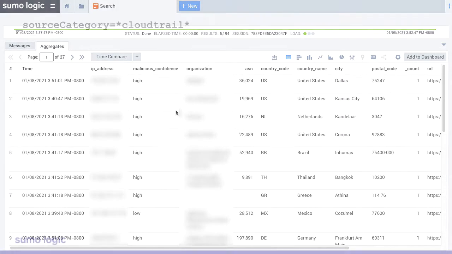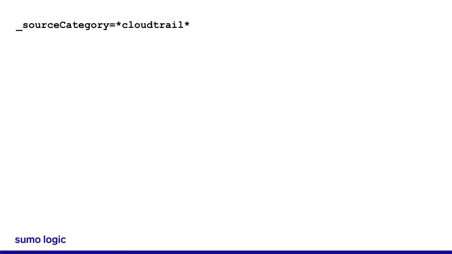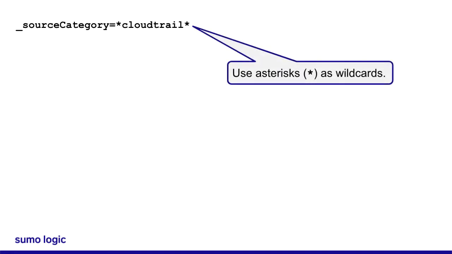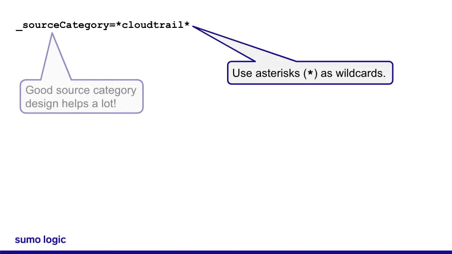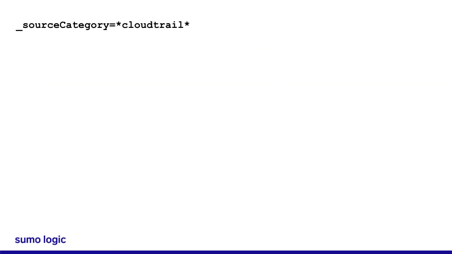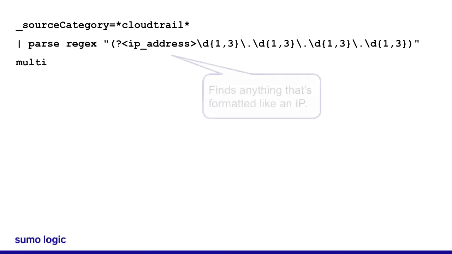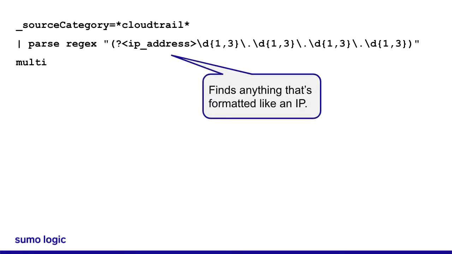Show me what you got so far. Well, I set up my source categories when I installed my collectors, so now I just have to search for CloudTrail using wildcards. That's a good start. Smart move designing your metadata when you installed your collectors. Thanks. So, then, I parsed the fields I wanted using this regular expression to get the IP addresses.